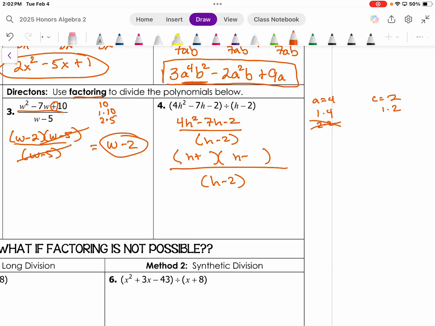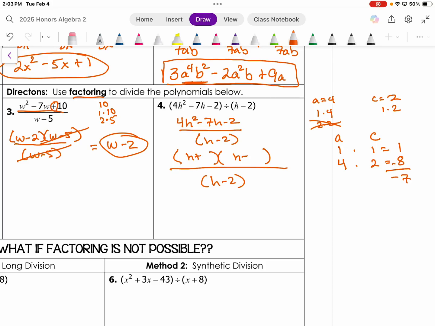Well, I can't use the 2 and 2 because that makes everything even, and I won't subtract to get an odd. So I have to use 1 and 4 for a. For my c, I want to make sure I do 1 and 2 in this order so that odd times odd is an odd answer, 4 times 2 is an even answer, and when I subtract, I get a negative 7. So I wanted to make sure I did odd times odd, even times even, so that I subtract an odd and an even. So I did get my negative 7 in the middle.